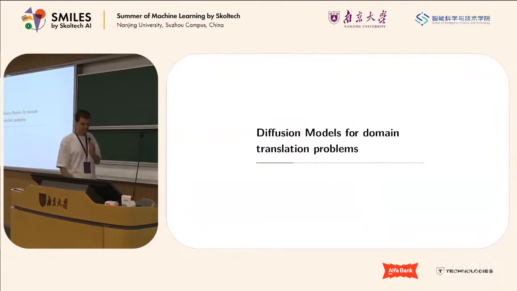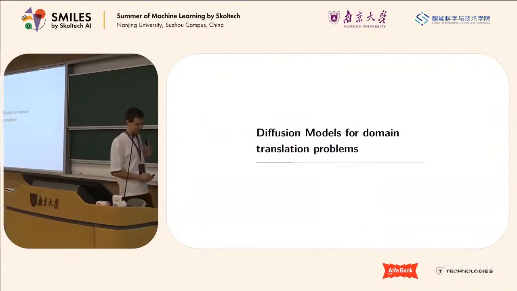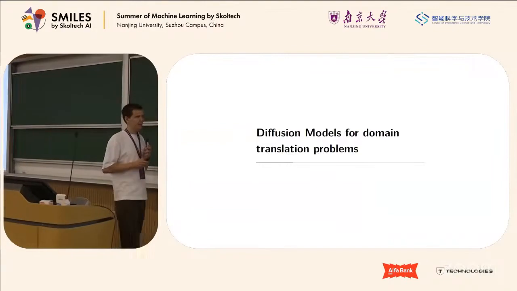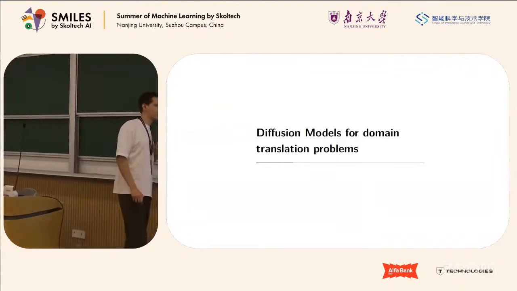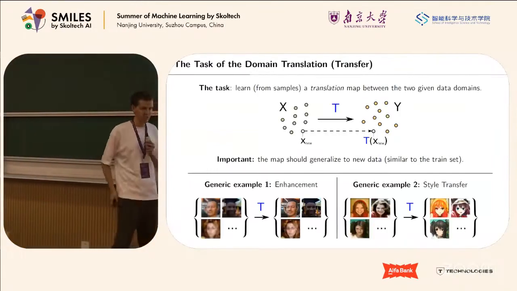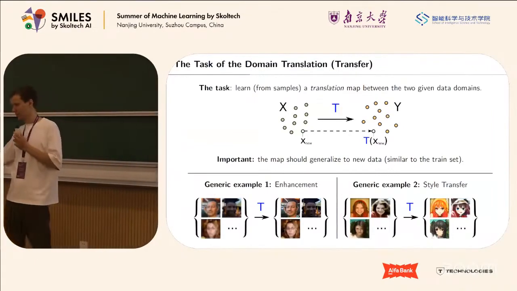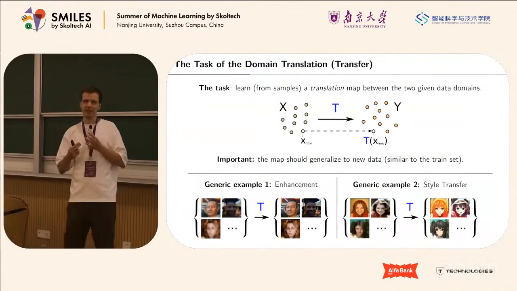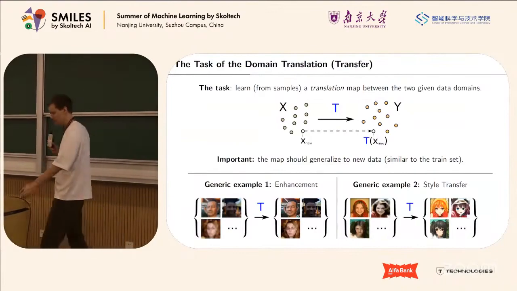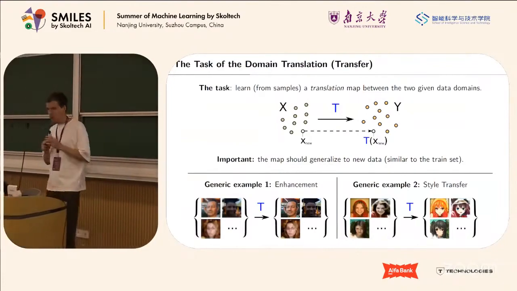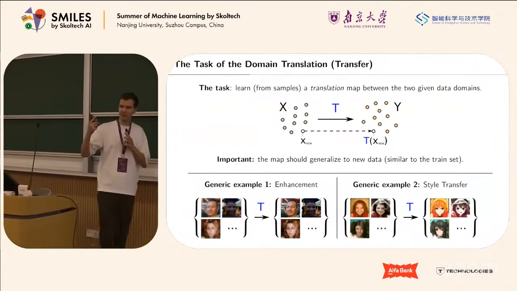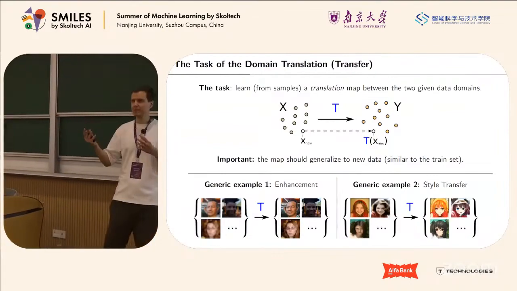Okay, so this is the end of the preliminary part related to diffusion models. And now let me go to diffusion models for domain translation problems. But before that, let me explain what the domain translation problem is and what this word usually means. So domain translation usually means the following. Previously we worked with one empirical sample and we wanted to generate this empirical sample from scratch.